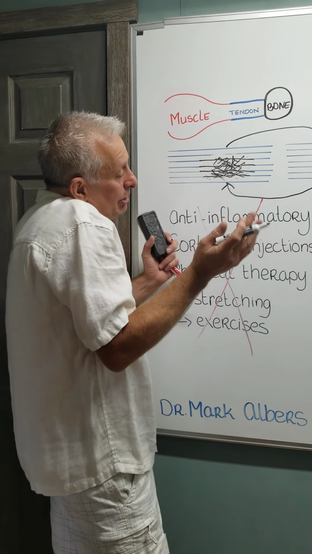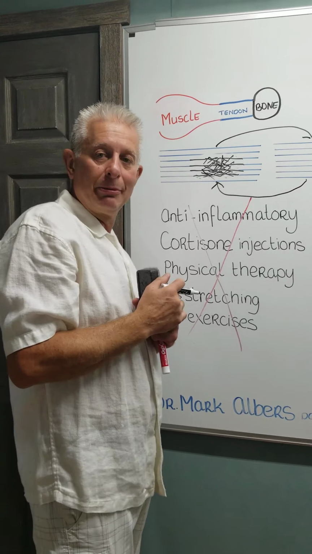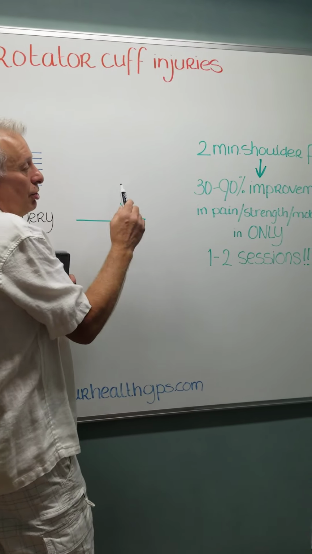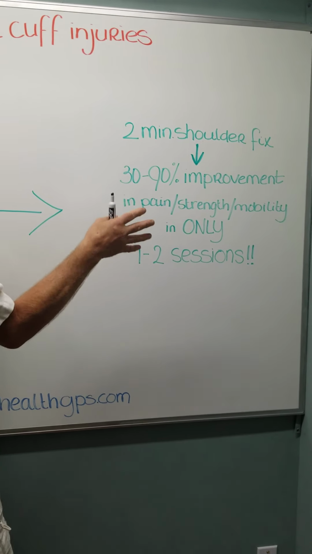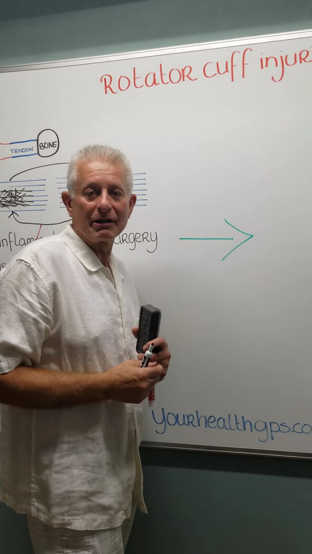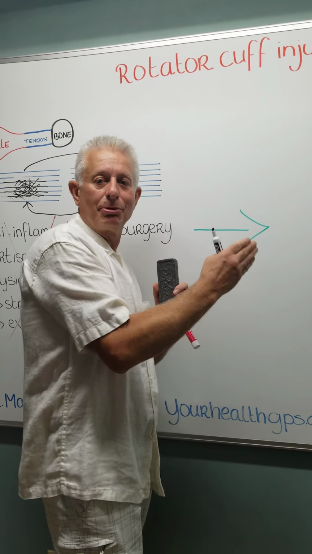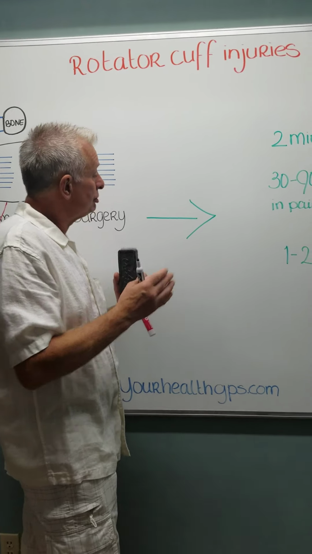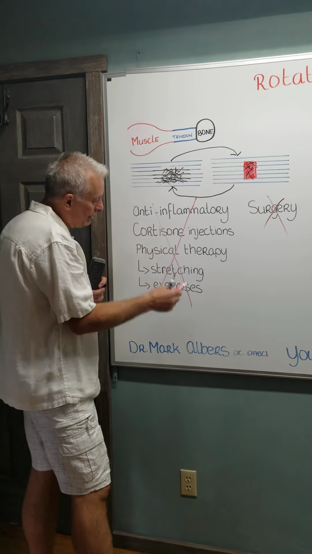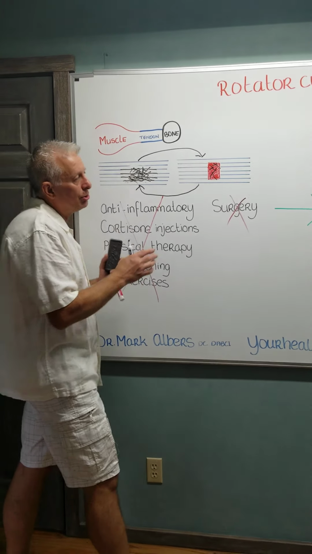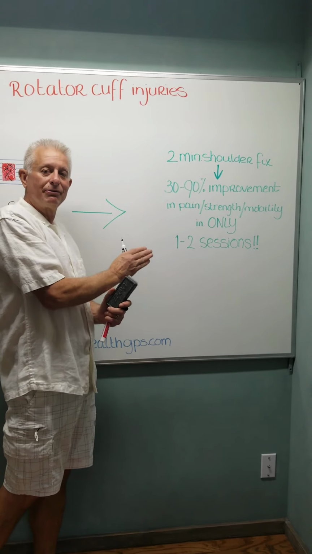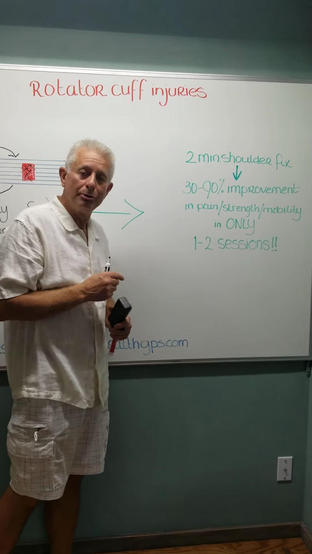So what can we do? Well, we have what's called a 2-minute shoulder fix. With a 2-minute shoulder fix, in 1 to 2 sessions, you can get 30 to 90% improvement in pain, strength, and mobility in just those 2 sessions with a 2-minute fix. People are so amazed at how much improvement they can get with this 2-minute shoulder fix. So we don't have to go through all this risky stuff. Painful surgery, painful rehab, all the things that give you temporary relief. We could show you how to do this yourself and do it very quickly and see impressive results in just a matter of 1 to 2 sessions doing the 2-minute shoulder fix.